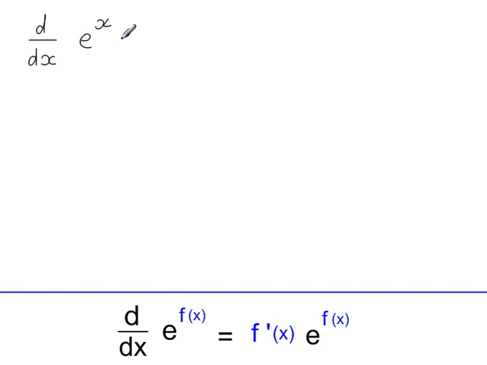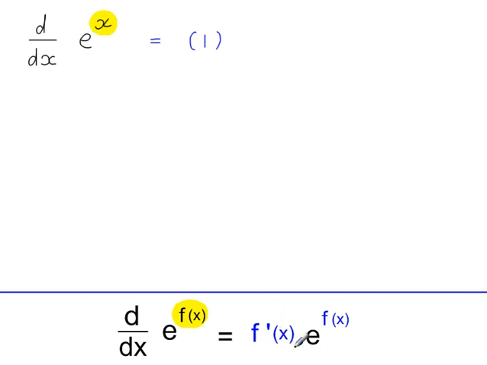Starting off with an easy example, if we differentiate e to the power of x, looking at the formula, the f dash x, which means we have to differentiate f of x, which in this case is x. So if you differentiate x, you just get 1 there.